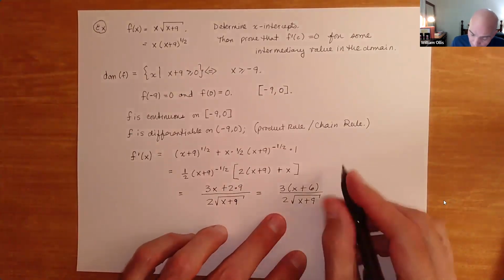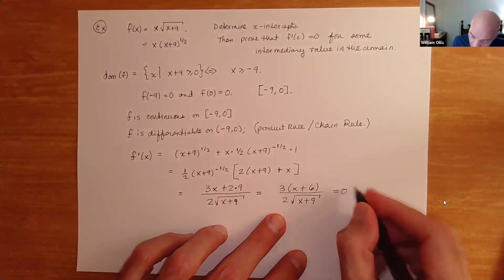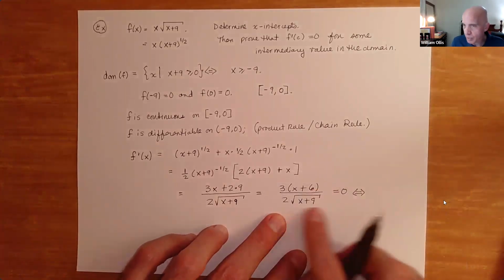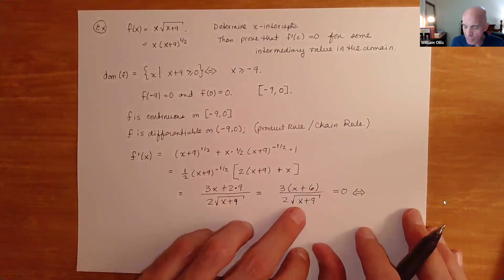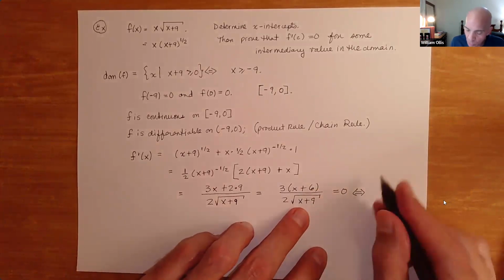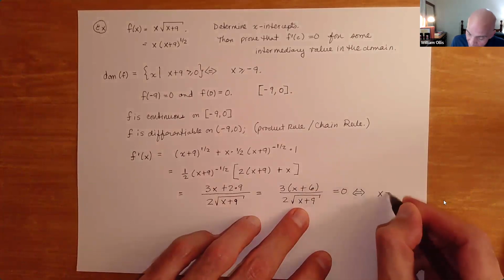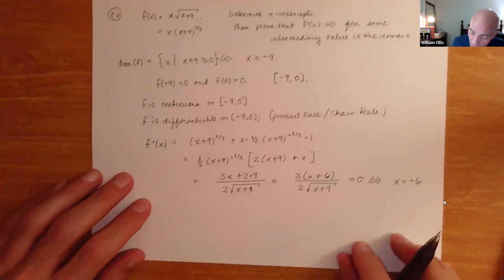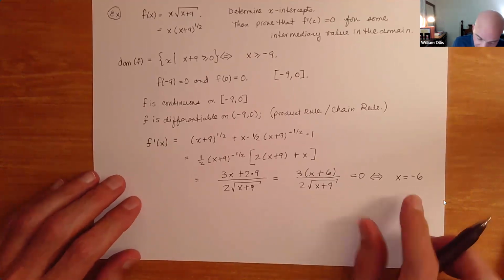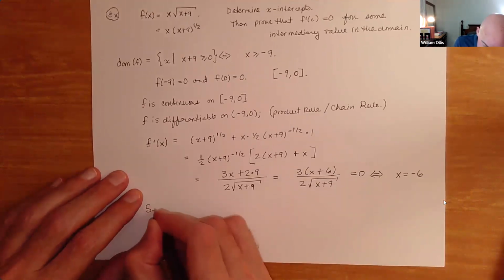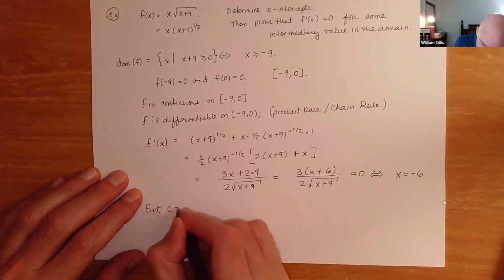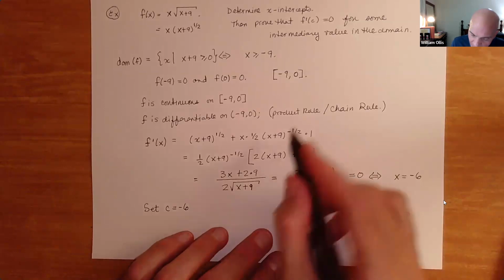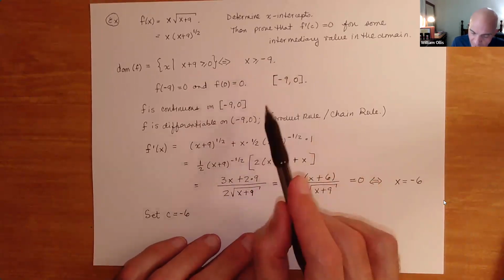So notice this will equal 0 if and only if the numerator is 0. Of course, the denominator would never make anything 0. That's just undefined. So we get x equals -6 just by the zero product. So now, of course, what we're seeing here is that we can set c equal to -6. So notice again, we have everything that we need.